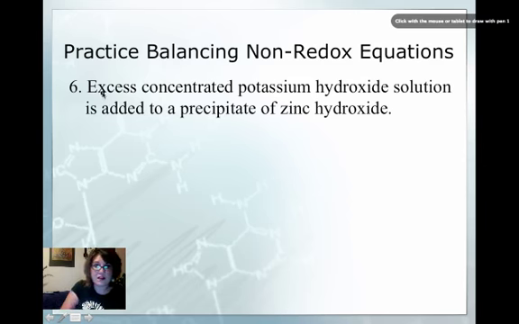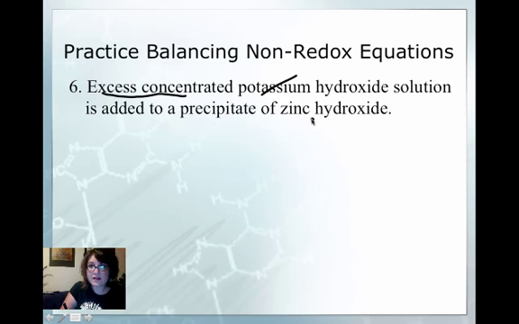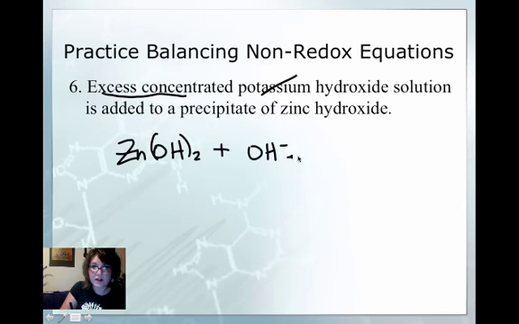Excess concentrated. There's that key word. Potassium hydroxide. Potassium is a spectator. That's going nowhere. And we're adding it to a precipitate of zinc hydroxide. Alright, so we have zinc hydroxide already. We're going to add more hydroxide to it. So we're going to get one of those coordination complexes.